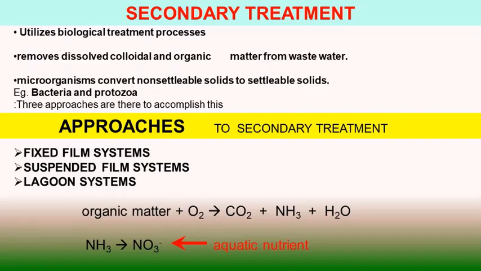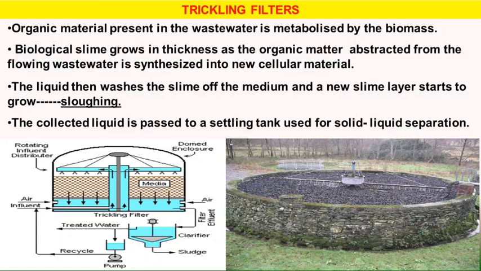Now secondary treatment is based on biological treatment process. It removes dissolved colloidal and organic matter from the wastewater. Microorganisms convert non-settleable solids to settleable solids, like all the bacteria and other arrangements. There are 3 approaches to conduct this secondary treatment: fixed film systems, suspended film systems and lagoon system. All the 3 systems are available and adopted according to the requirement.